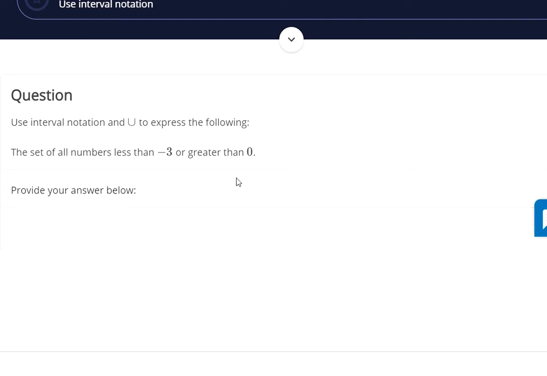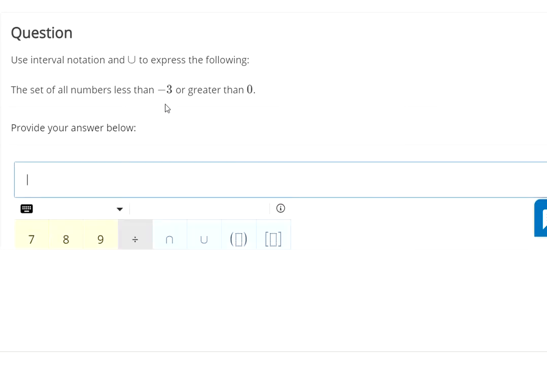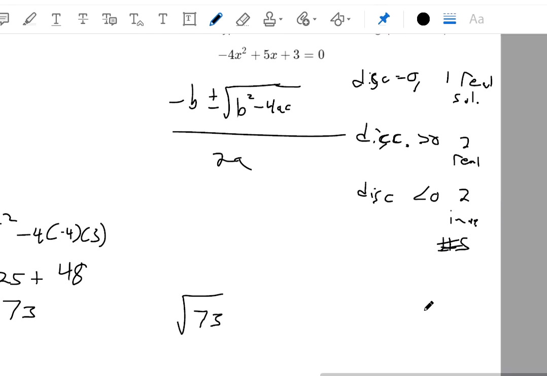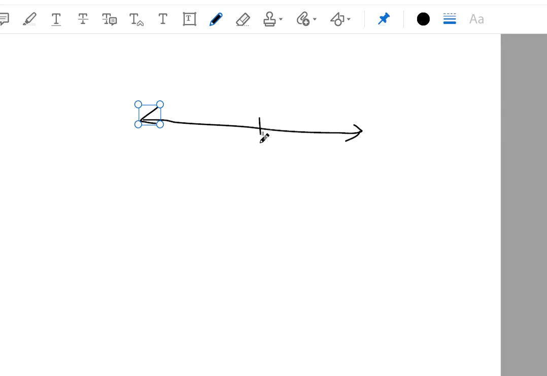We're asked to express the set of all numbers that are less than -3 or greater than 0. So to be less than -3, draw yourself a number line if you're not sure how to do these. And always start with a 0. Put where -3 is. Going to the left, the convention is that means is less than. Okay, so -3 needs to be to the left of 0.